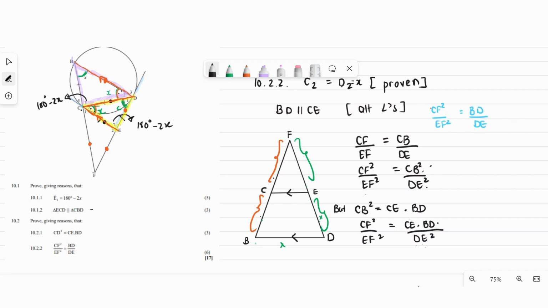But again, what do we know? We know that CE is equal to DE. Let's go find CE. CE, this one I'm going to put a cross by, is equal to DE, which is equal to this one. Remember, tangents from a point touch the circle at one point. That's why they are equal. So since these two are equal, we can substitute CE by DE. So let's do that.